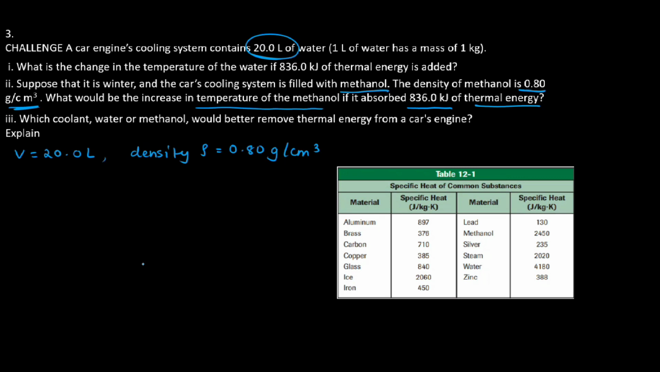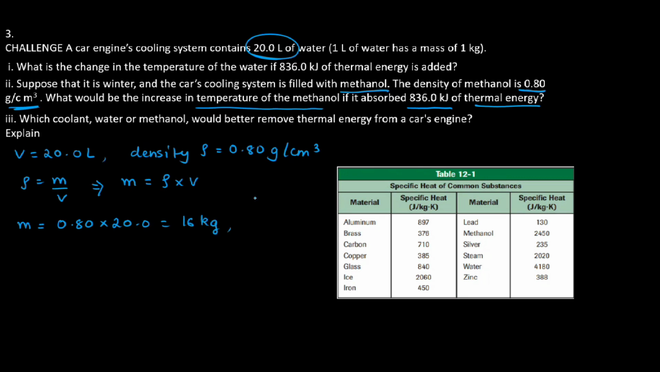If I want to find the change in temperature, I will need the mass of methanol. And we know that density is mass over volume. We can multiply density with volume to calculate the mass of the methanol. So I will rearrange this term and write mass of methanol will be the density times volume. So let's calculate mass of methanol. It will be density, which is 0.80 times the volume 20. That gives you 16 kilogram.